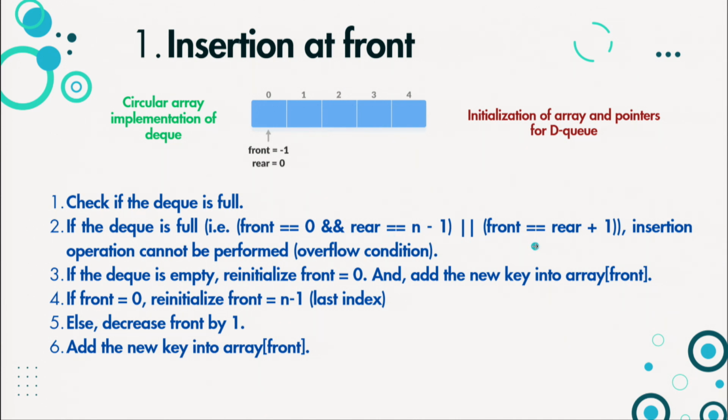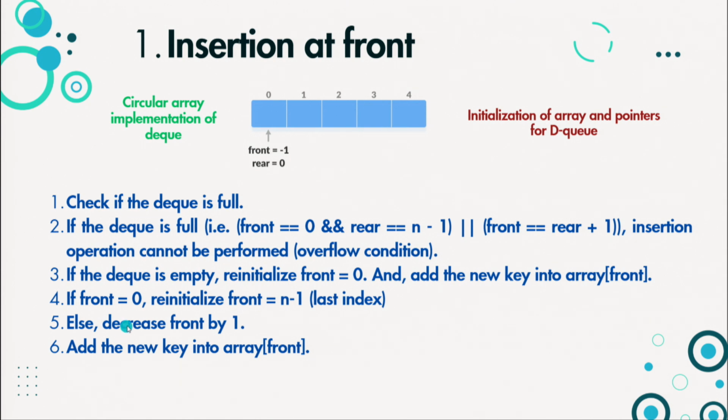Alternatively, we can also verify whether front is equal to rear plus 1. Once front is equivalent to rear plus 1, then it also marks that we have reached the fullest capacity, and so in such situations we cannot do insertion as we have reached the overflow condition. Otherwise, it means the queue is not full, and so we can go ahead with inserting new elements into the DQ. If suppose your DQ is empty, then we need to reinitialize front to 0 and add the new element into the front position, that is, the first location of the DQ.